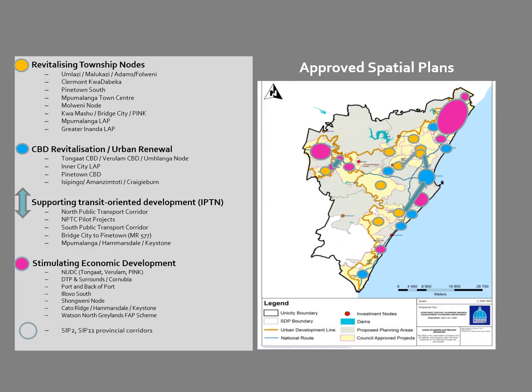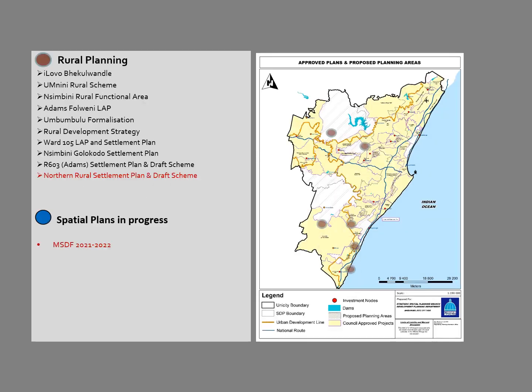Many spatial plans have been prepared and approved by the Council. The approved spatial plans address township revitalization, urban renewal, transit-oriented development, plans to stimulate economic development, and rural development. These are the approved rural spatial plans.